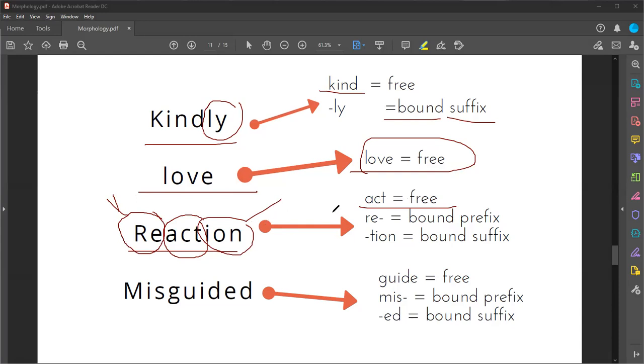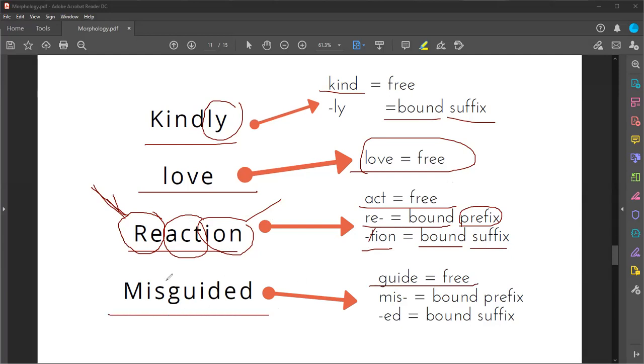So this is the re in here. Let's go with the re. The re will be the bound, and this will be the prefix because this is an affix that starts at the beginning of the free morpheme, which is act. And shun or ion, you can say ion in here or shun. It really depends on the word. So this will be bound, and this will be suffix because this is at the end of the word.